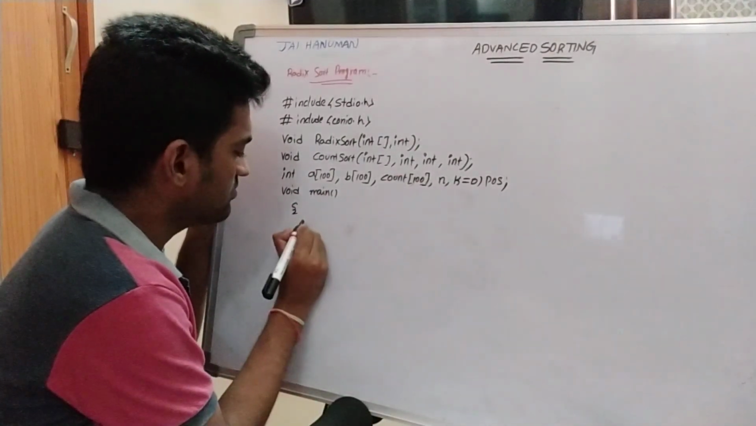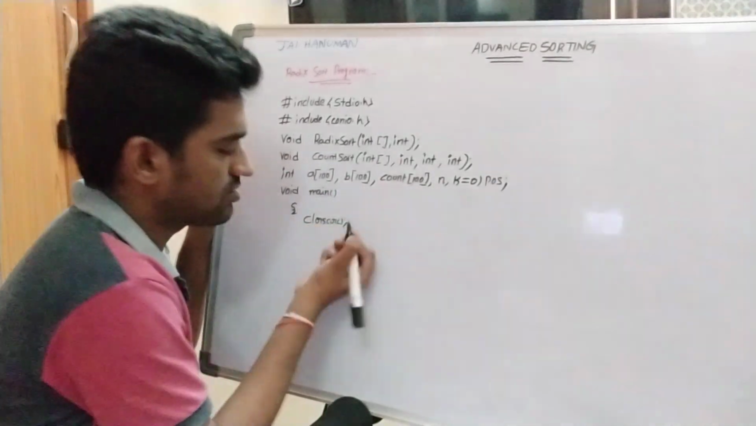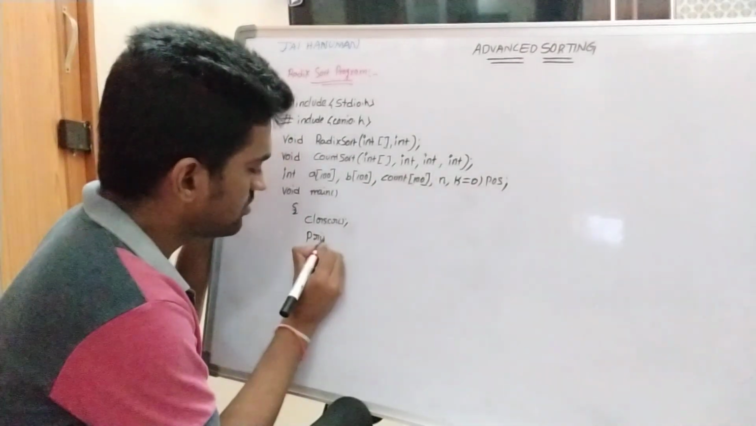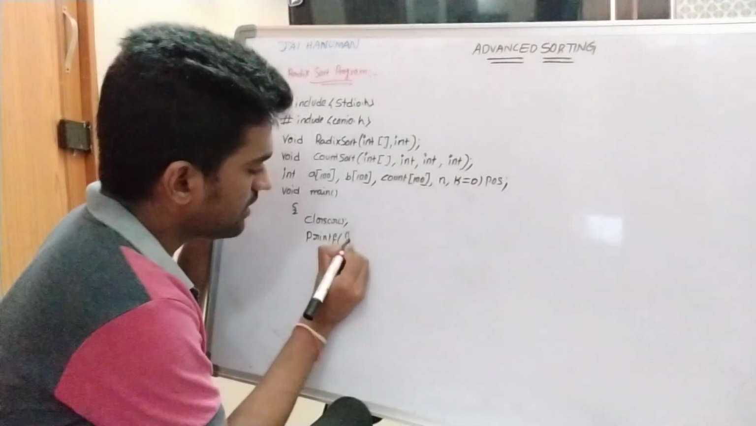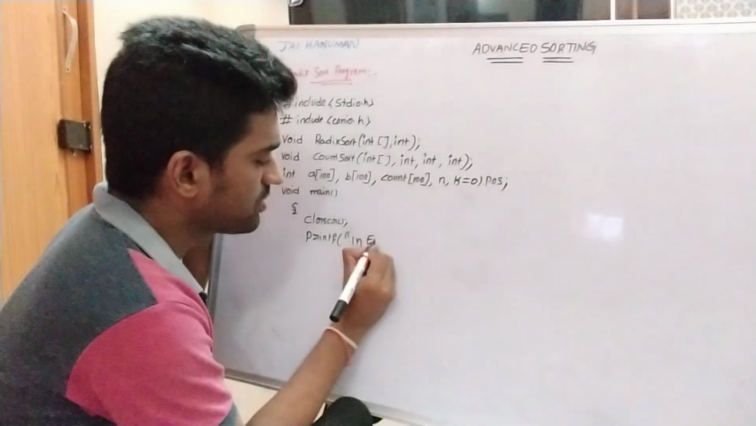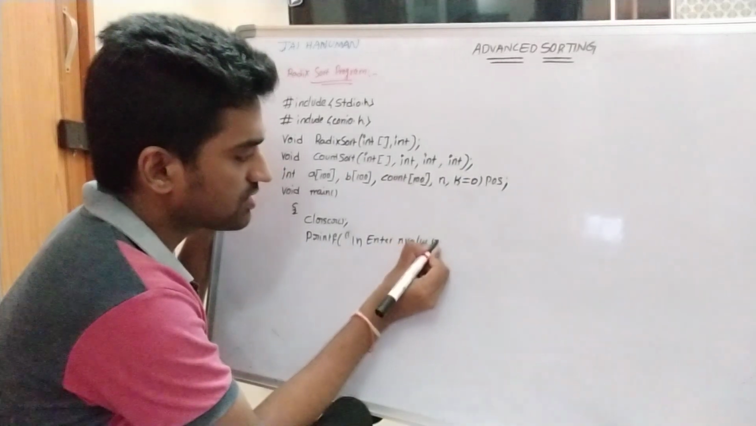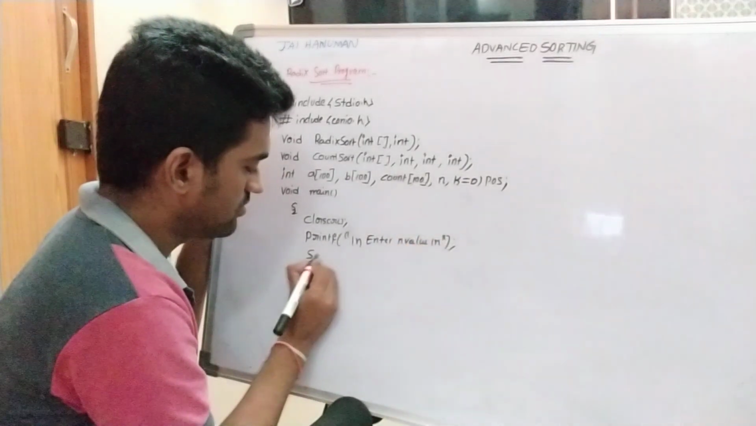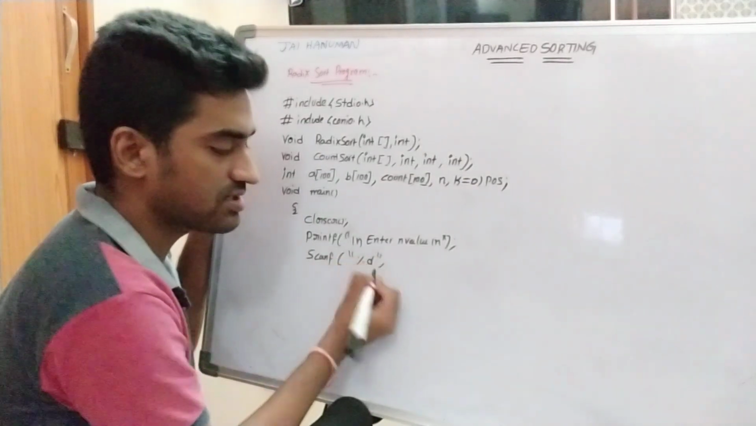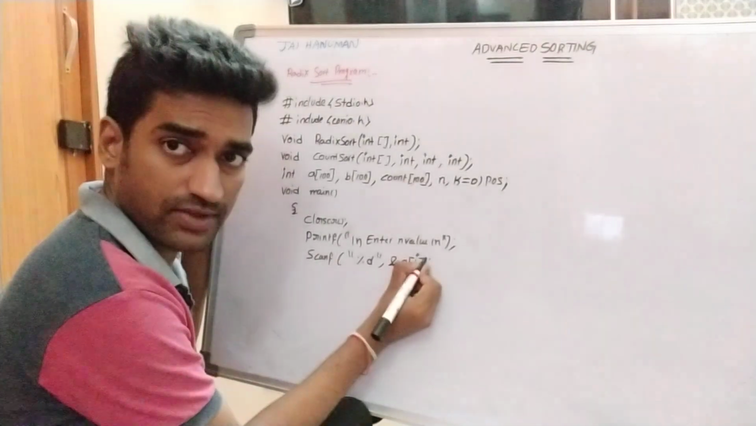In the main function, first of all we will enter the number of elements into the array A. For that purpose, enter the n value. That can be read with the help of the scanf function. That is an integer variable, so I am specifying %d, and also specifying the address of the n variable.